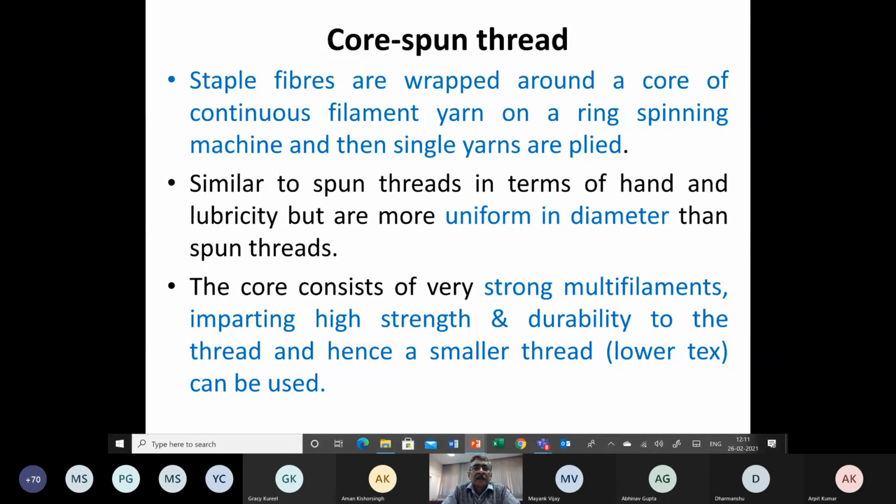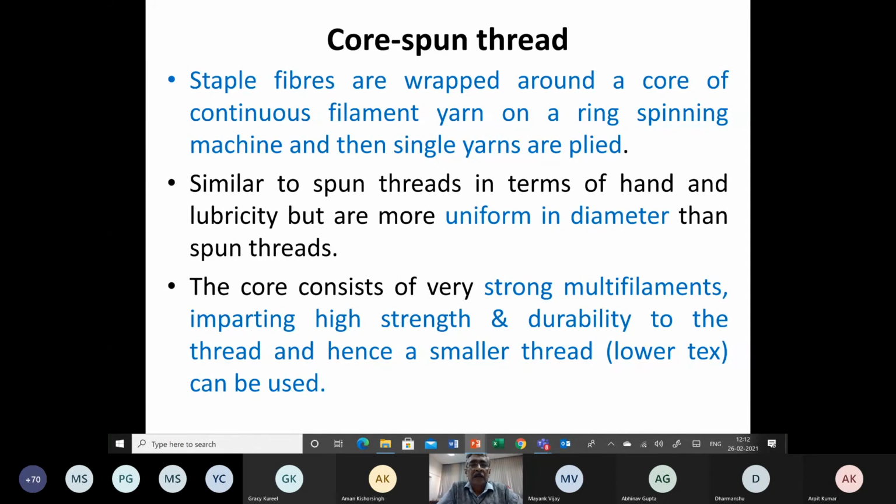How to make the core spun yarn? You pass the staple fibers in the form of roving in a ring spinning, and in the front roller, you can pass the continuous filament yarn by applying suitable tension. So from the front roller nip, the filament yarn is coming out, and at the same time the drafted roving is also coming out of the front roller nip. So when the traveler is rotating, what happens? Twist is imparted. And since you apply reasonably good tension, the filament yarn tries to go to the center, and the staple fibers try to wrap over the filament yarn.